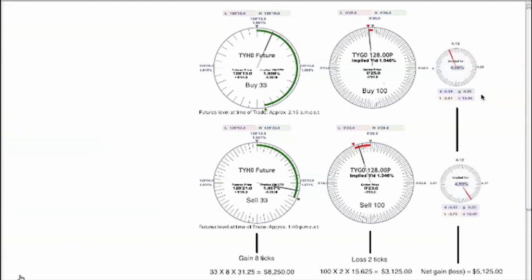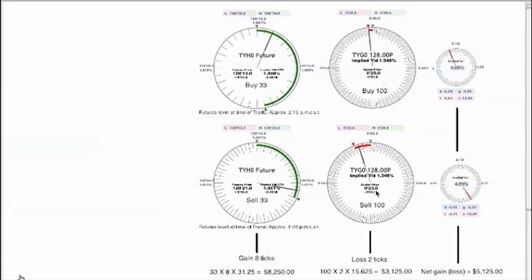So here you're buying a low vol of 4.09 and later selling it at 4.53. So the initial trade, I'm going to buy 100 of these 128 puts at a level of 25. And to hedge that, I need to buy 33 futures at the current price of 128.13. Later in the day, volatility is up to 4.53. I exit the trade. I sell 100 of these 128 puts at a price of 23, and I offset my hedge.